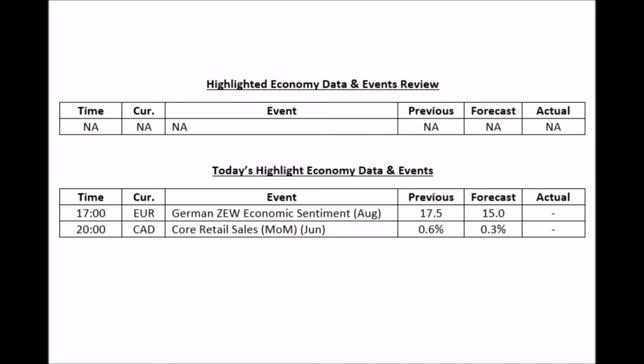As for today, during the European trading hours, Germany is going to release the ZEW economic sentiment for August, and it is expected to be slightly weaker compared to the previous 17.5. It is expected to fall to 15. And during the North America trading hours, Canada is going to release the core retail sales for June, and it is expected to grow slower than the previous.